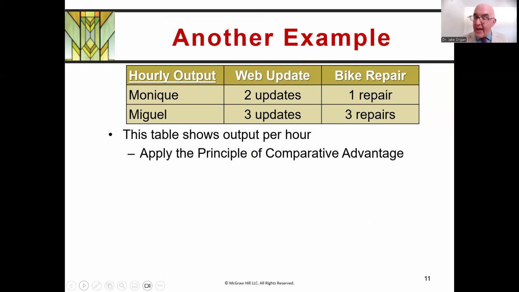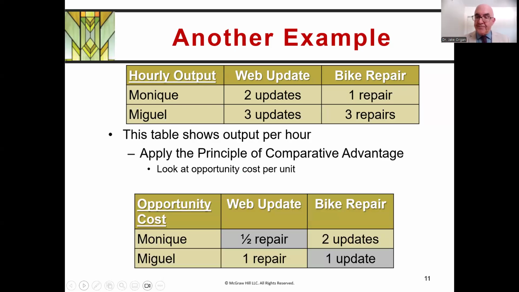So let's think, who has the comparative advantage when it comes to web updates? Same situation, isn't it? It's Miguel. When it comes to bike repair, same situation. It's Monique. Oh no, sorry, it's the other way around, isn't it? Yes, because it's flipped, isn't it?